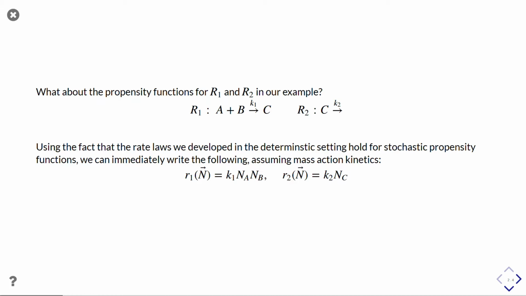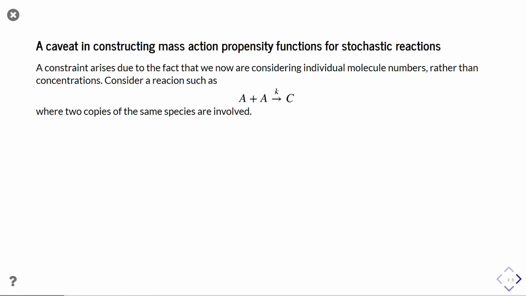Similarly, the propensity function for reaction 2 follows directly from mass action as well, and we have some rate parameter k sub 2 times the abundance of C. There's a small caveat in constructing mass action propensity functions for stochastic reactions that we didn't need to worry about in the deterministic setting.